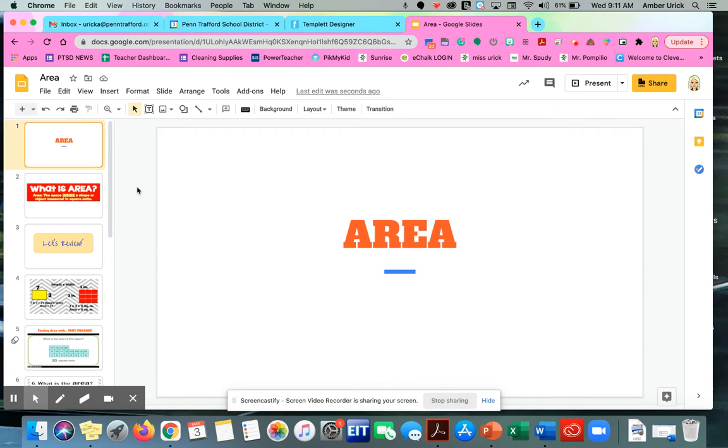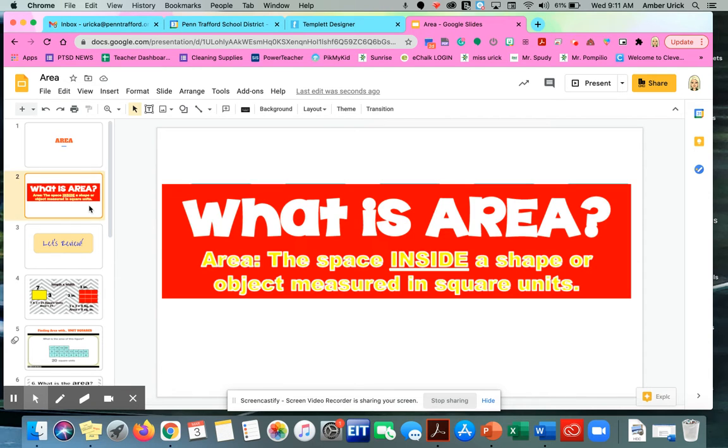Everyone. Today we're going to review area. And I say review because we've already touched upon this skill twice so far this school year. So let's review. What is area? Area is the space inside of a shape or object, and it's measured in square units.